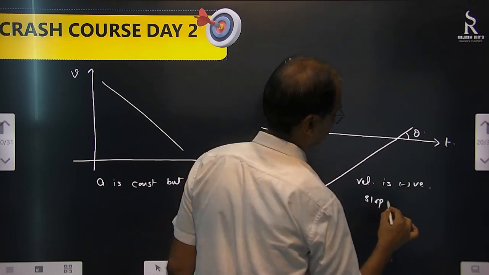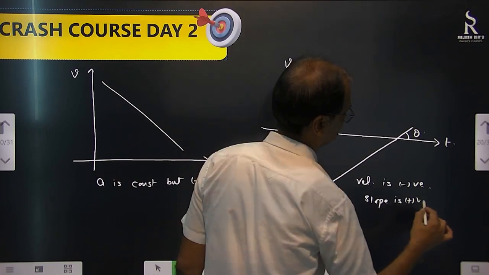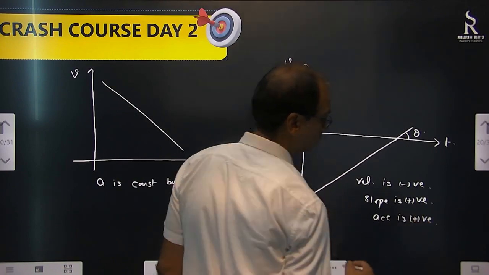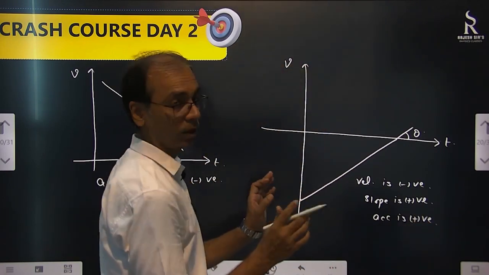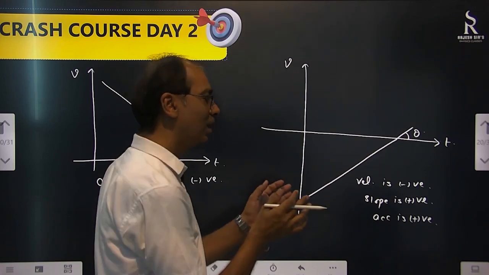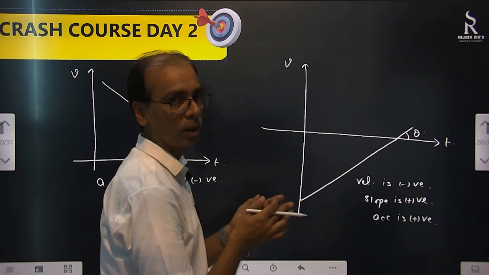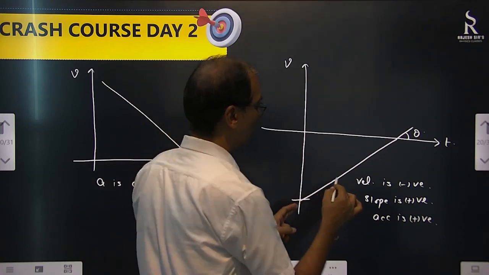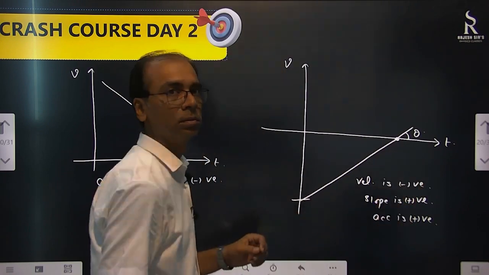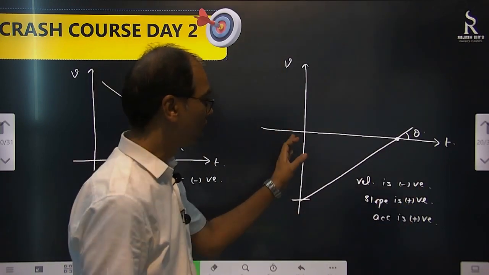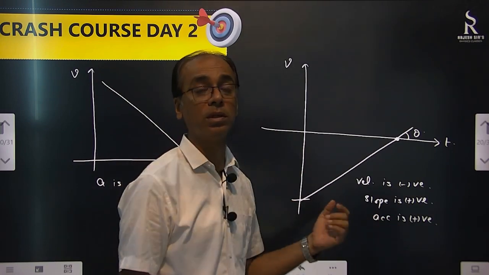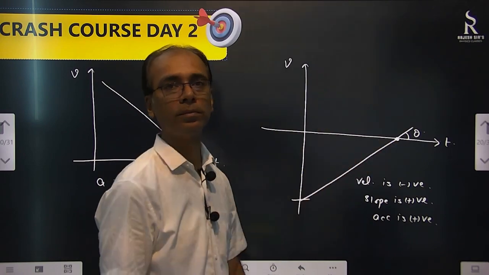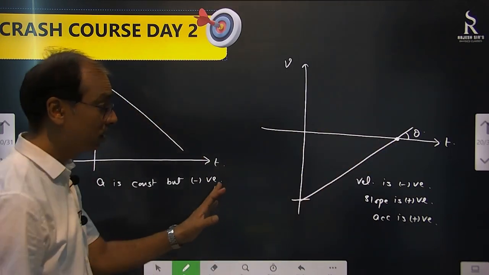Velocity is negative. Slope is positive, that means acceleration is positive. Velocity is negative, acceleration positive, that means both are in opposite directions. So acceleration works out to be retardation. Because of that, the magnitude of speed is decreasing. Here it's something and here it becomes 0. So velocity is negative, true, but acceleration is positive, and acceleration is working as retardation. Magnitude of speed is decreasing. Clear? So these are the confusing graphs.